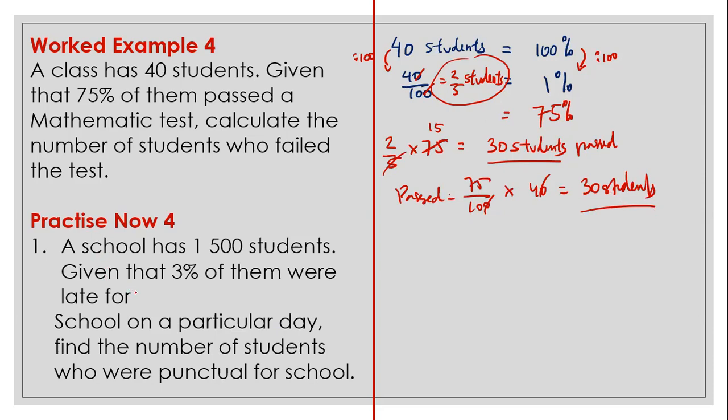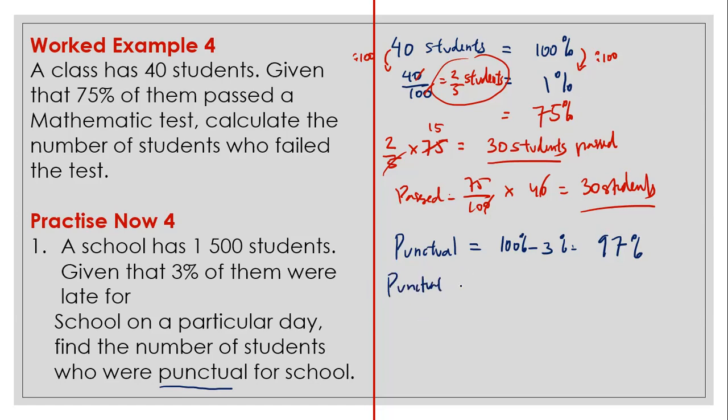Again, this is yours, but again, I will explain to you. Given that 3% were late for school on a particular day, find the number of students who were punctual. Punctual means you are on time. You're not late. Punctual, tepat waktu. So the percentage of punctual students is 100 minus 3, right? It's 97%. So the question is asking for how many students, the number of students.